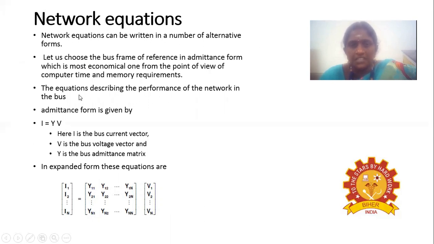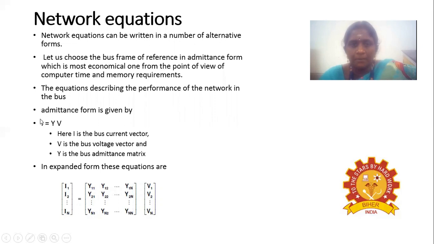So the equation describing the performance of a network in the bus admittance form is I equal to Y into V. That is as per Ohm's law, V equal to IR, so 1 by R, that is 1 by Z, is the Y. So I equal to Y into V. Here I is the bus current vector, V is the bus voltage vector, whereas Y is the bus admittance matrix. So this is for a single bus system.